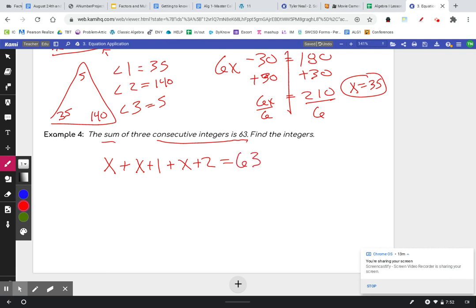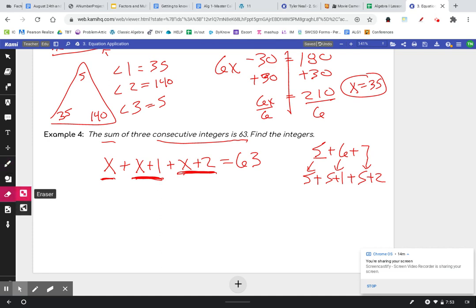And I'm going to explain this. Here's a number. Here's 1 bigger than that number. And here is 2 bigger than that number. 3 consecutive integers. Think about this: 3 consecutive numbers are 5, 6, and 7. How does that look? 5, 5 plus 1, 5 plus 2. 5 is here, 6 is 5 plus 1, I'm adding 1 to my first number, and 7 is 5 plus 2. So I have my first number, my first number 1 bigger, and my first number 2 bigger, and I know it equals 63.